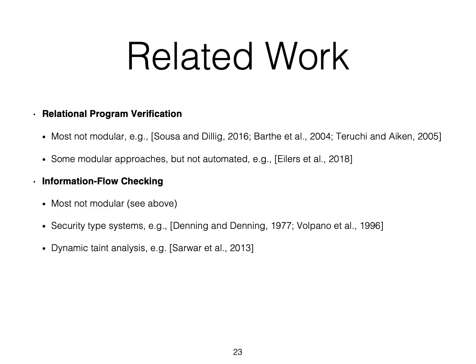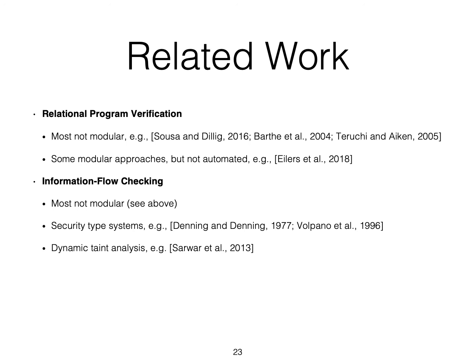The second category that I want to mention is information flow checking. We've seen that information flow checking can be reframed as non-interference, so there's a large overlap with the first category, in which many approaches are not modular. Other than those approaches, there are modular approaches that use, for example, security type systems, as in the classic work by Denning and Denning and Volpano et al. And there's also been work on using dynamic taint analysis to do information flow checking. These approaches often aren't path sensitive and as a result suffer from imprecision.